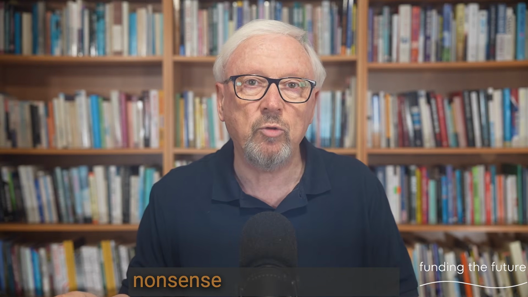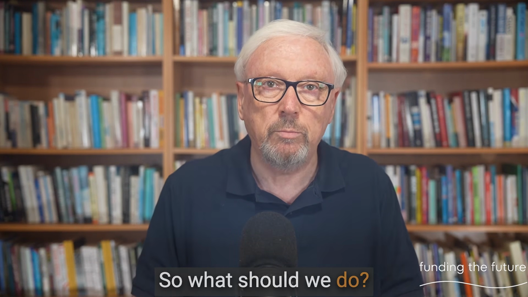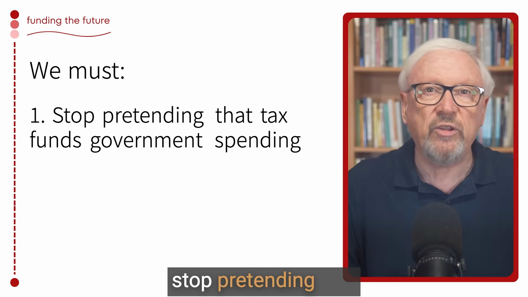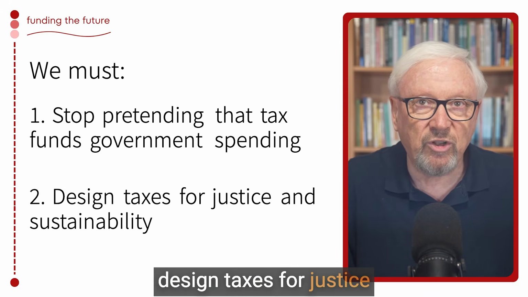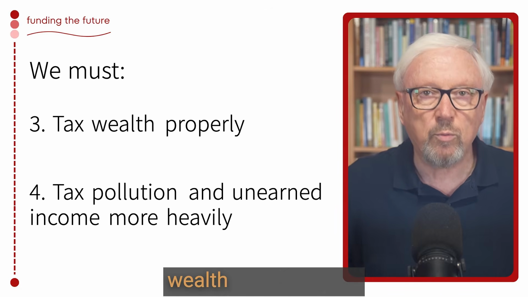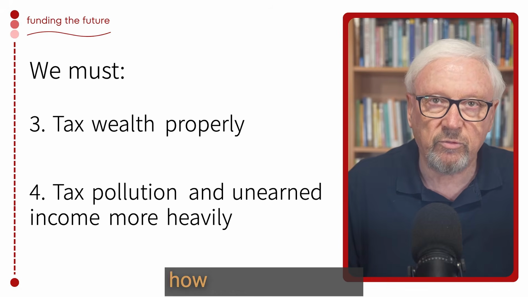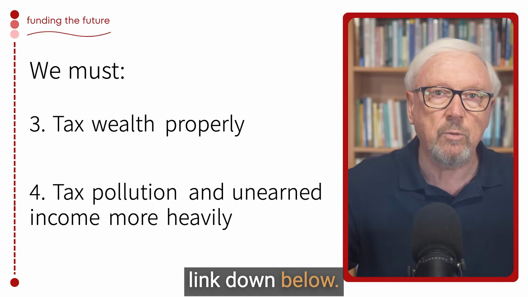There's no textbook nonsense here. This is reality. So what should we do? First of all, we should stop pretending that tax funds spending. Second, we should design taxes for justice and sustainability. Third, we should tax wealth properly. And I have, of course, explained how to do so in my Taxing Wealth report. There will be a link down below.